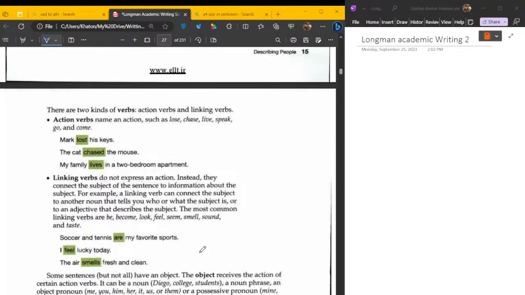For example, linking verbs can connect the subject to another noun that tells you who or what the subject is, or to an adjective that describes the subject. The most common linking verbs are be, become, look, feel, seem, smell, sound, and taste. Soccer and tennis are my favorite sports. So it is linking these two. I feel lucky today. The air smells fresh.